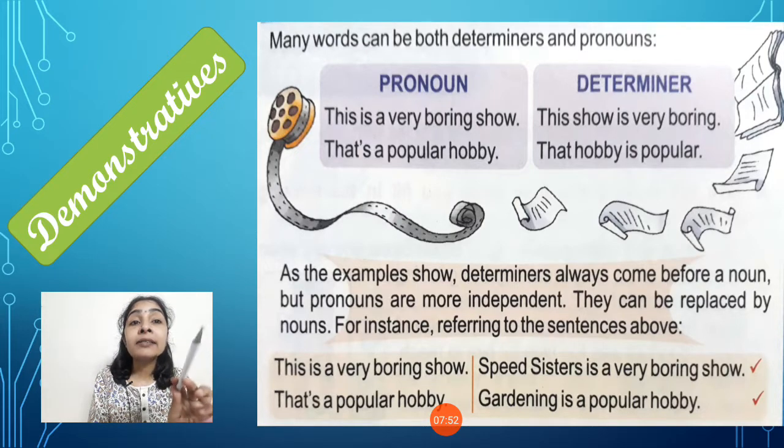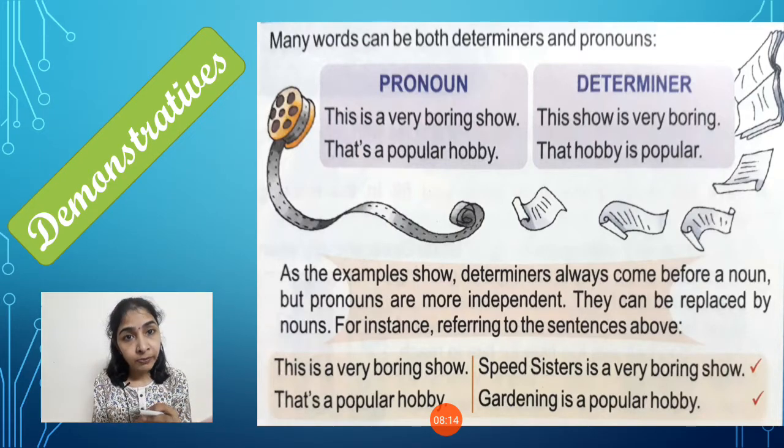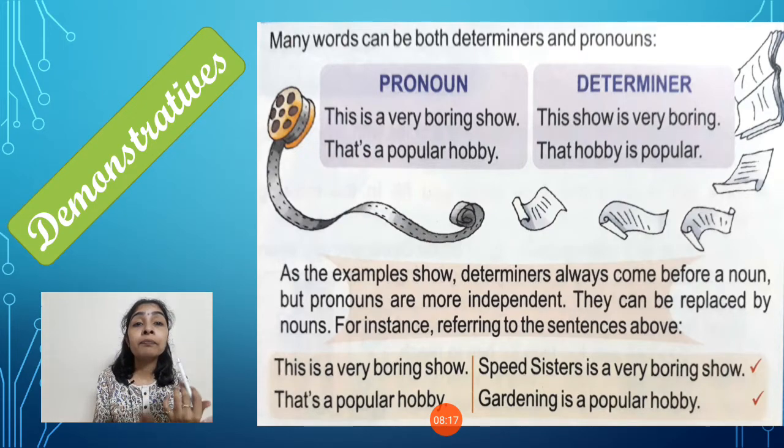Next is, that's a popular hobby. Maybe I am talking about gardening, or maybe I am talking about cooking. So I love cooking. That's a very popular hobby. So here I am replacing cooking by that. Now when I see the next sentence, that hobby is popular, here I am pointing out the hobby. That hobby is popular. So here that is being used as a determiner. So that is the difference when it is used as a pronoun or as a determiner.